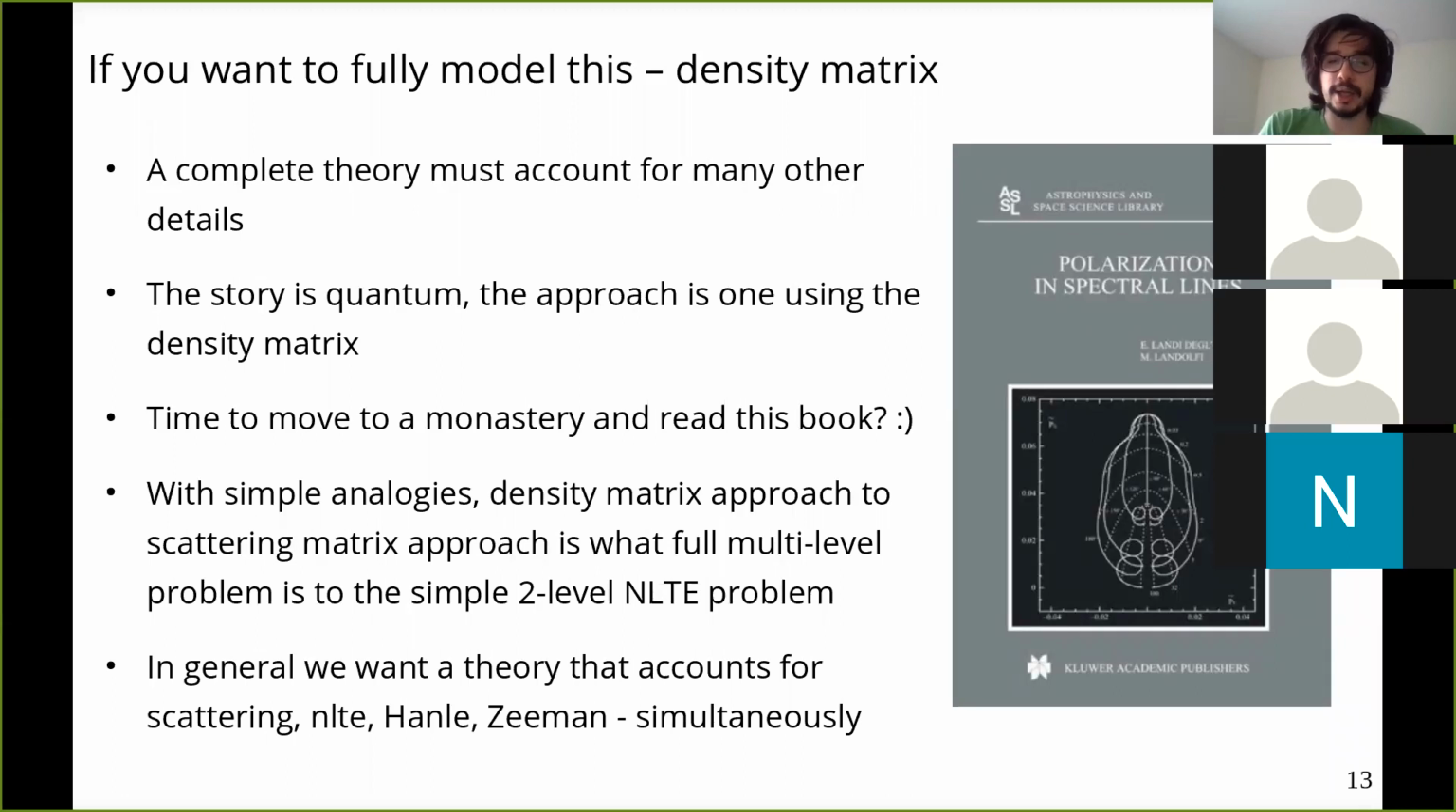And if I could make an analogy, the density matrix approach, with respect to the scattering matrix approach which we just saw, is like going from the simple two-level atom problem, where you just have the scattering term, which is linear, to the full multi-level problem where you have all the level populations and the radiative rates and collisional rates and everything like that, right? And this theory can, with some limitations, account for the full story: scattering, non-LTE effects, Hanle effect, Zeeman effect, polarization of the lower level, polarization of the upper level.